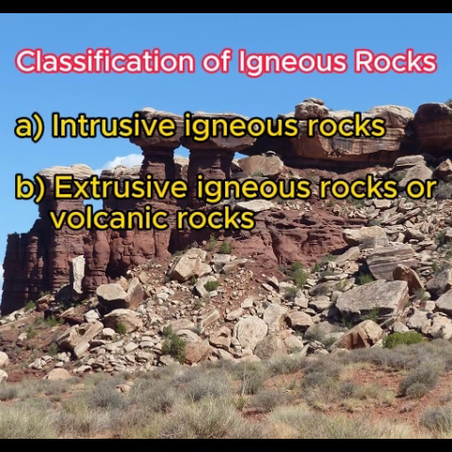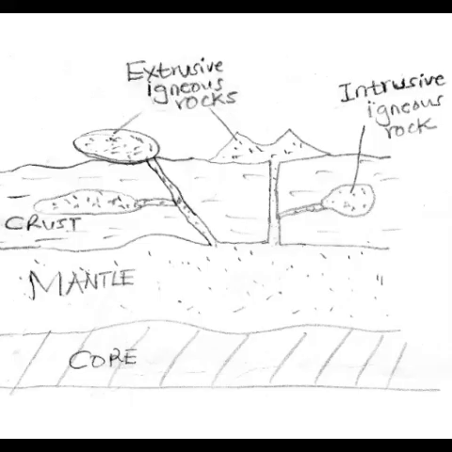Classification of igneous rocks. Igneous rocks are classified into two major categories, namely, intrusive igneous rocks and extrusive igneous rocks, or volcanic rocks. The following schema shows the location of extrusive igneous rocks on the Earth's surface and intrusive igneous rocks in the Earth's crust.